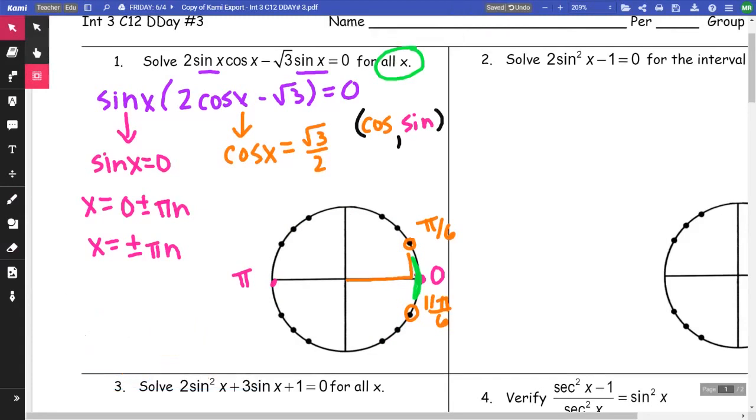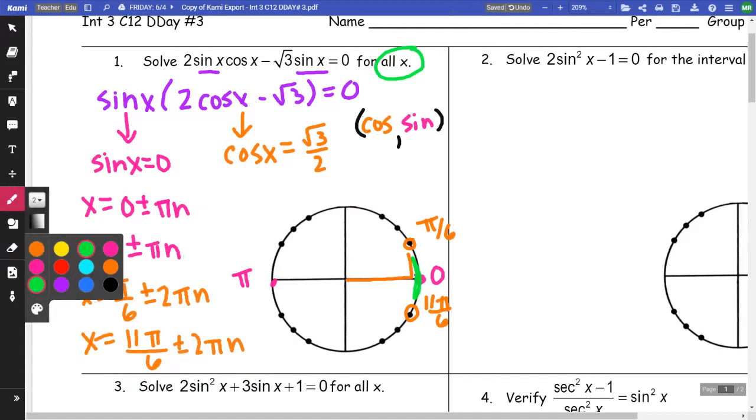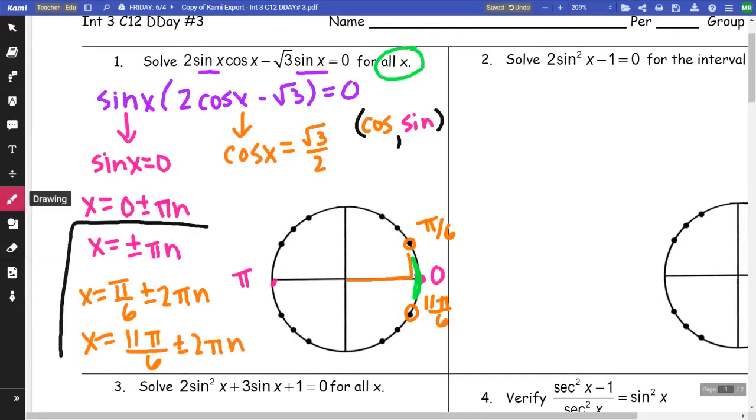Okay, so I am going to have also as my answer pi/6 plus or minus 2 pi n, because if I add 2 pi, I'll end up back at that same location. It doesn't matter which direction I go. And at 11 pi/6, again, plus or minus 2 pi n. And these are my answers. Again, you can either write it with the 0 plus or minus pi n or just plus or minus pi n for the first one.